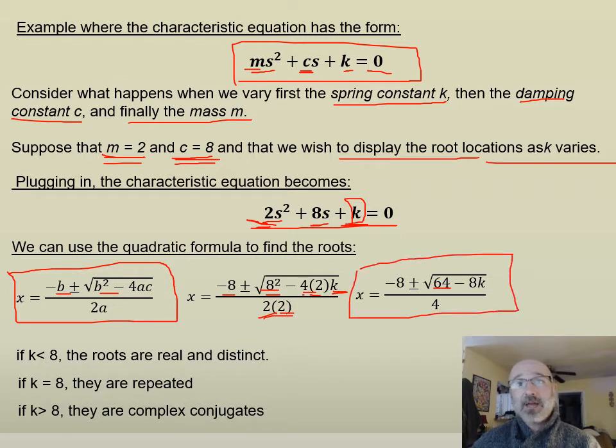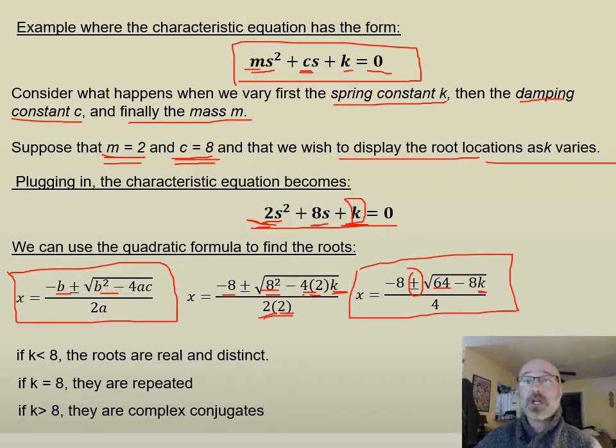x is equal to negative 8 plus or minus, so there's our two roots right there, the square root of 64 minus 8k over 4. So what we want to do when we vary our k, as we're solving for these roots from this quadratic equation, is we have a range of values for k that we want to plug into this equation here and solve them out. So we can do this by hand for a simplistic one like this, depending on how many k values we want to evaluate and the difference between each of the k values, the interval we want to go with for our different k values as we plug it in.